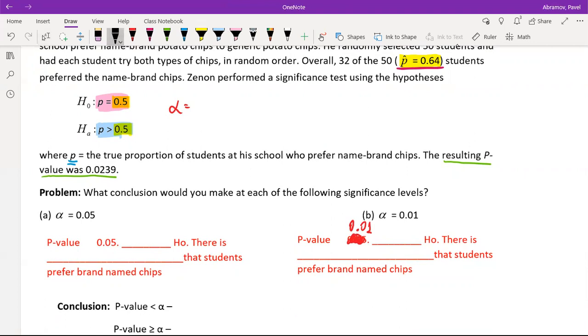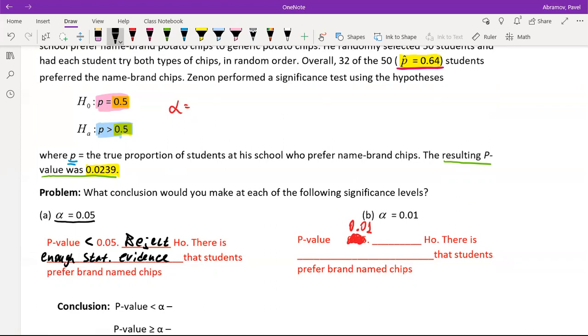So here, part A, if alpha is 0.05, or in other words, 5% significance level, well, then our p-value, which is 0.023, is clearly less than alpha. And if p is low, we reject H0. Therefore, there is enough statistical evidence that students prefer brand name chips.